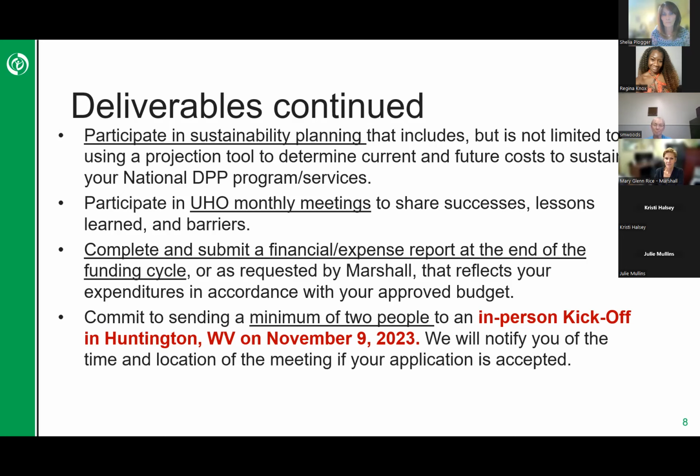And then commit to sending at least 2 people to an in-person kickoff in Huntington, West Virginia on November the 9th. And so that's a cost. The travel cost can be included in your budget, which Mary Glenn will go over. We will notify you of the time and location of the meeting if your application is accepted. So I'm going to pause there and see if anyone has any questions about the deliverables.